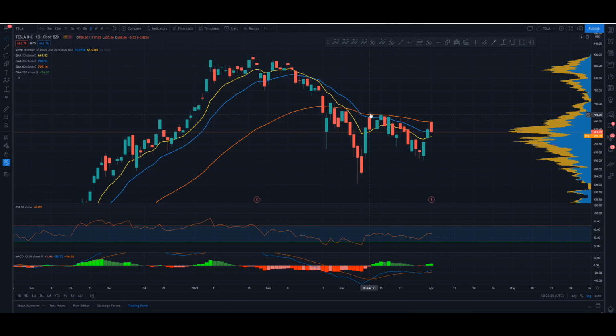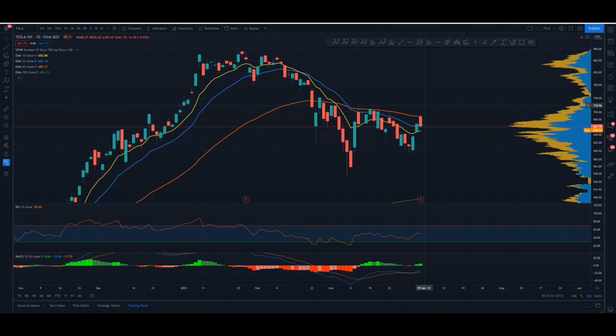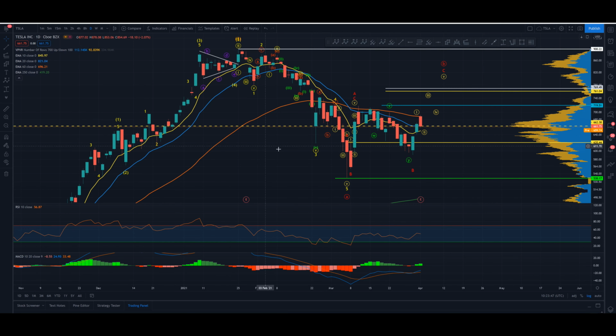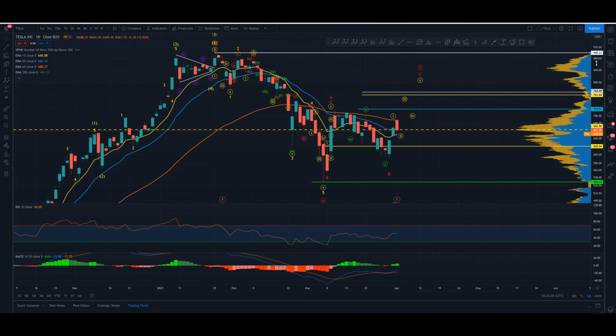It would be very peculiar to have set a high, a low, and a lower high and have some form of truncated correction. The alternative would be that this is a diagonal leading down to a 1 and this is a 2, and we should break down violently if that is the case. We can look at that in a moment. I am expecting it to push higher though in the short term. So let's bring up our Elliott wave count. We're going to keep this really simple.